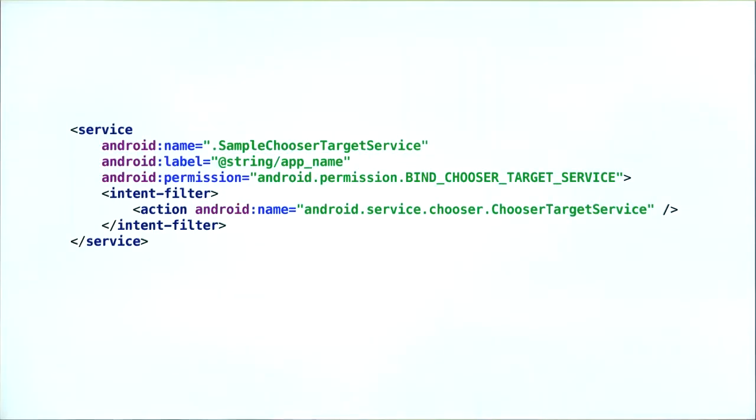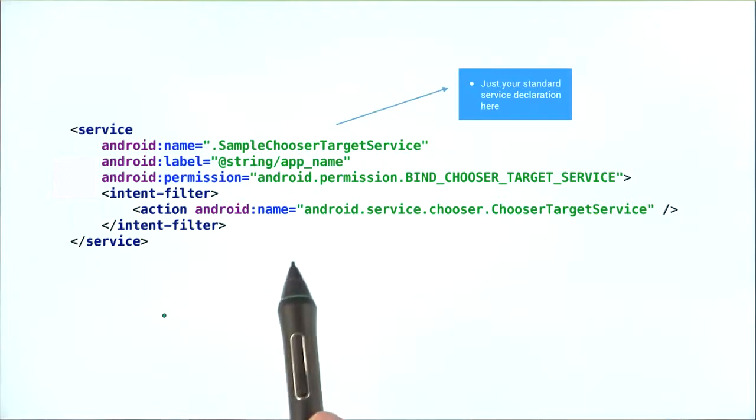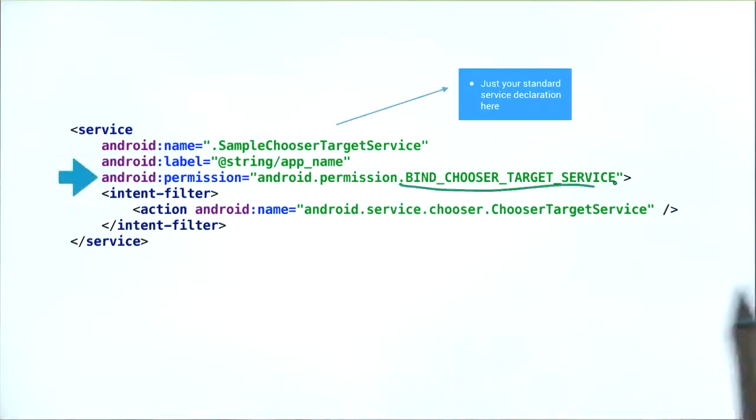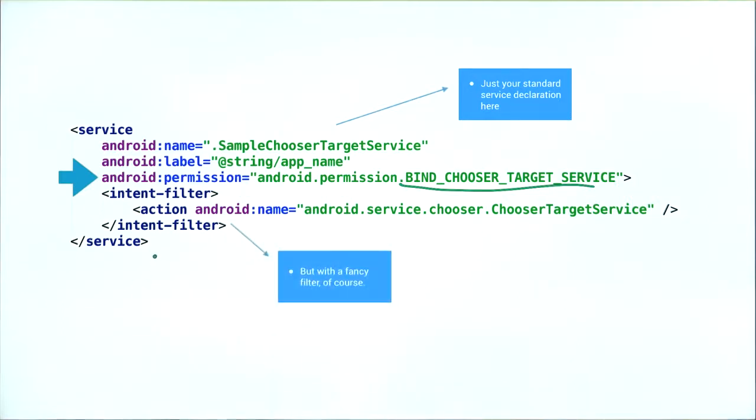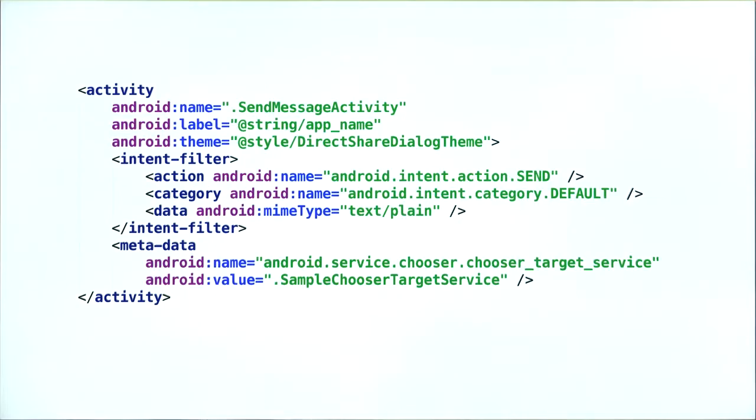Now, we need to update our manifest. As with any new service, we need to declare it. But what is special about our declaration is the BIND_CHOOSER_TARGET_SERVICE permission. This will let us interact with the system to exchange those implicit intents and share targets properly. Oh, and of course the intent filter that associates this service as a chooser target service. That covers everything you need to populate the system share dialog.